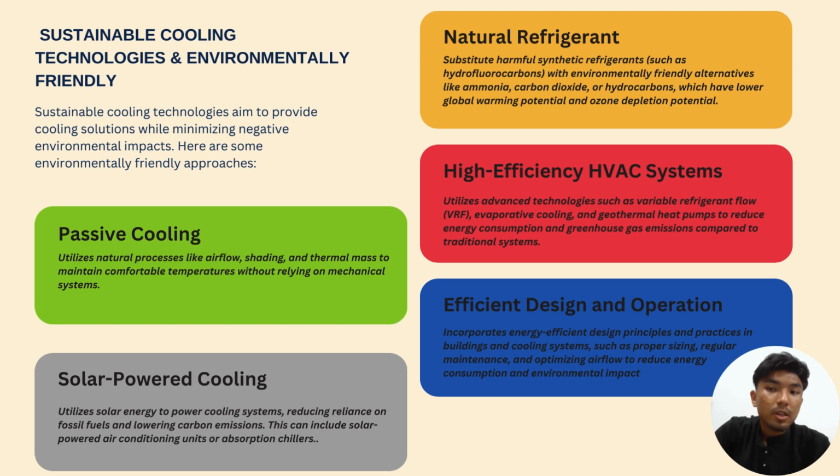First, passive cooling. Passive cooling uses natural processes like air flow, shading, and thermal mass to maintain comfortable temperature without relying on mechanical systems. Next, solar power cooling. Solar power cooling uses solar energy to power cooling systems, reducing reliance on fossil fuel and lowering carbon emissions. This can include solar powered air conditioning units and absorption chillers.